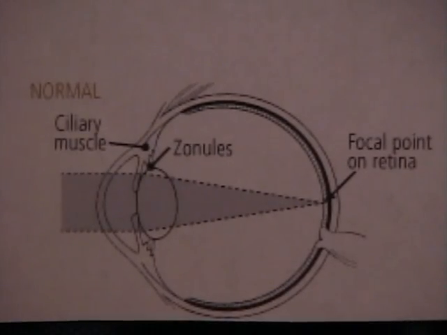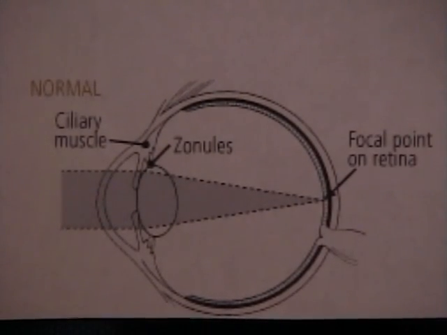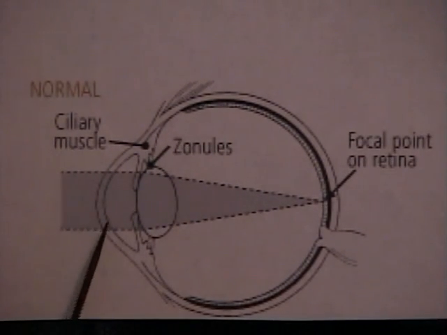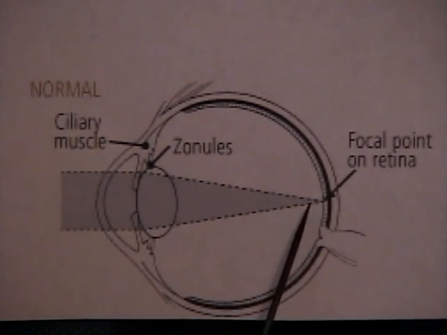Okay, now we will discuss how light is focused in an eye. Light comes in through the cornea, which is the outside part of the eye here. It then goes through the pupil, and it is focused by the lens, which is convex. It hits the retina, and it is focused on the retina.